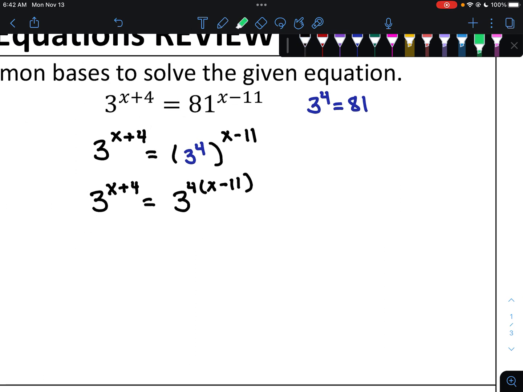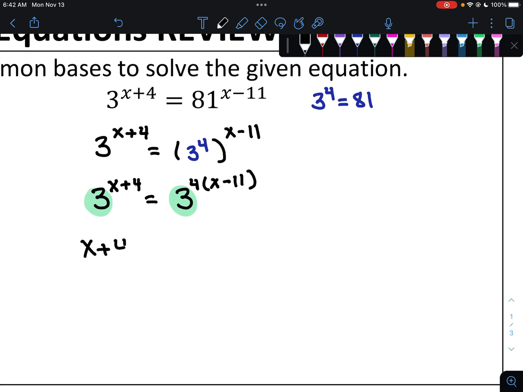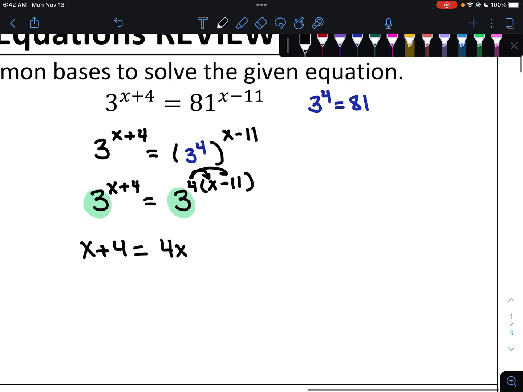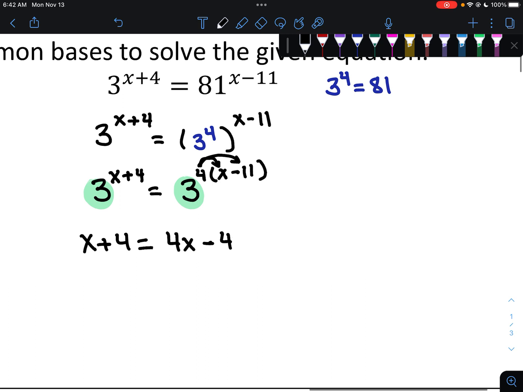So now that we've done that, our bases are the same. So therefore, we can set our exponents equal to each other. While I do this, I'm going to go ahead and distribute that 4 and get 4x. And then distribute that 4 to the negative 11 and get negative 44. So now I am going to move my x's. I'm going to move the 1x. Let me go ahead and do that in a different color. So I'm going to subtract x from both sides. And at the same time, I'm going to add 44 to both sides.